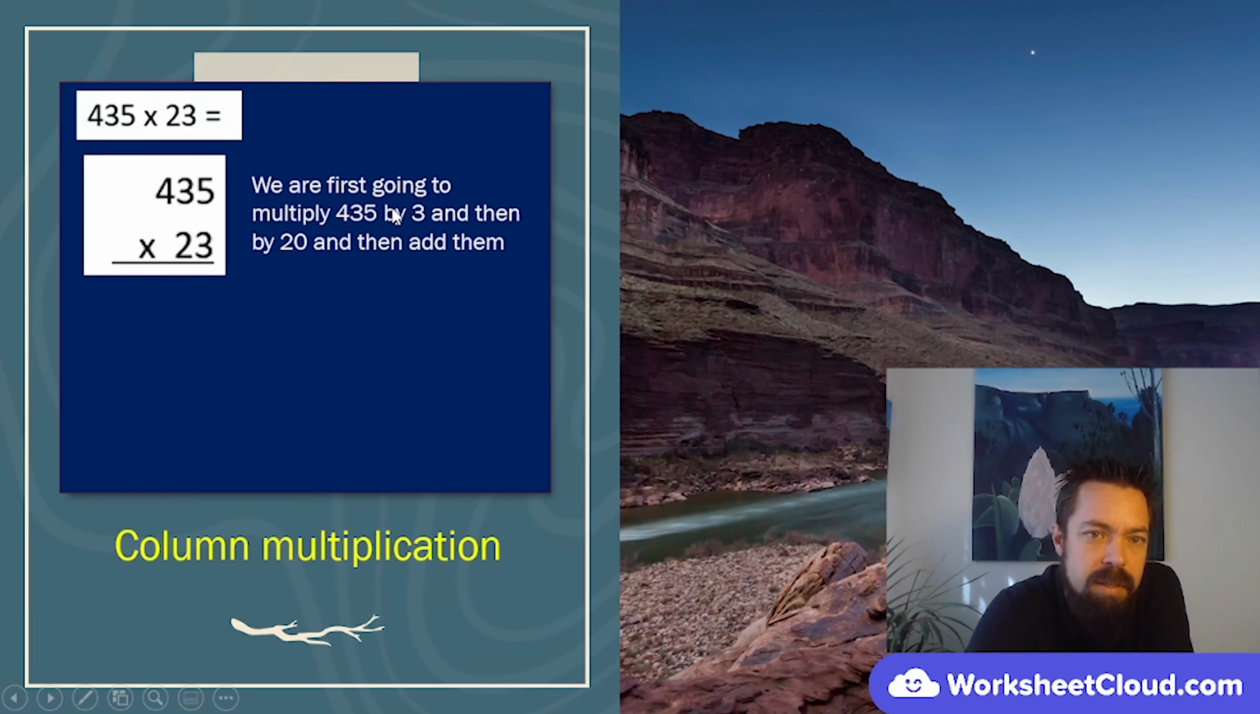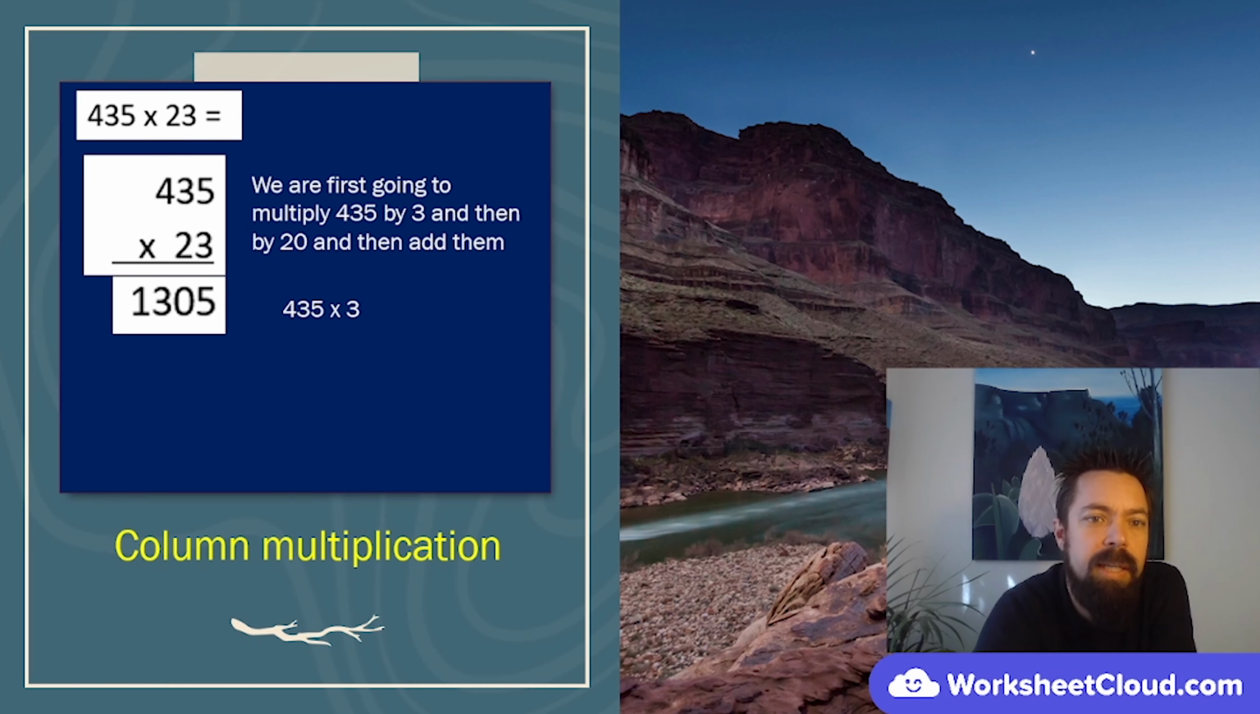Okay, so we're first going to start by multiplying 3 by that. So I'm actually initially going to ignore the 20, and I'm just going to say 3 times 435. And when I'm done with that, I'm then going to say 20 times 435, and I'm going to put those two underneath, and then I'm going to add them together. So that's what you are doing when you do this method.